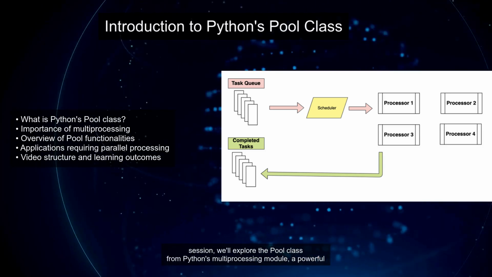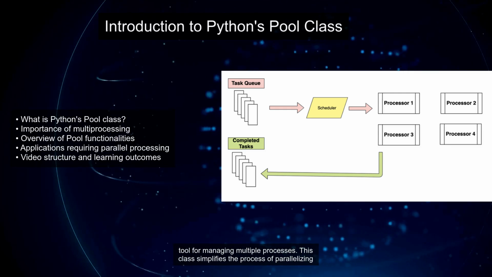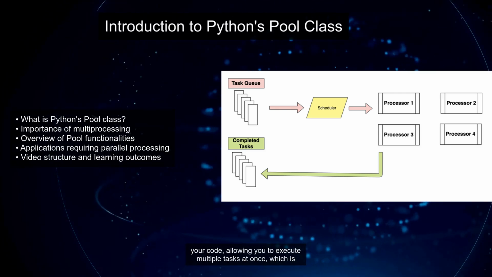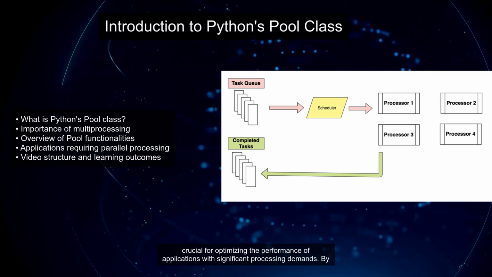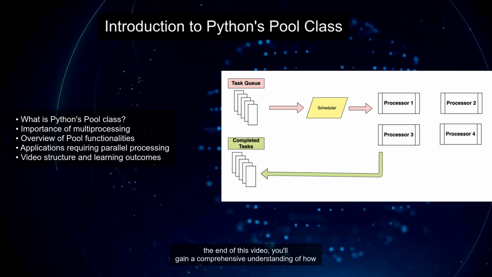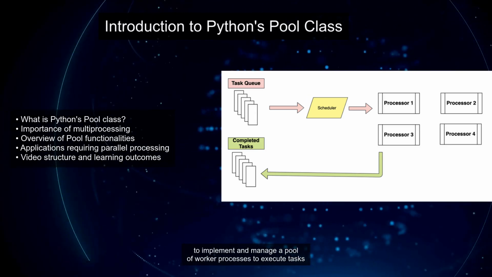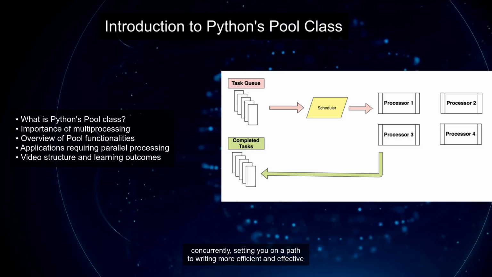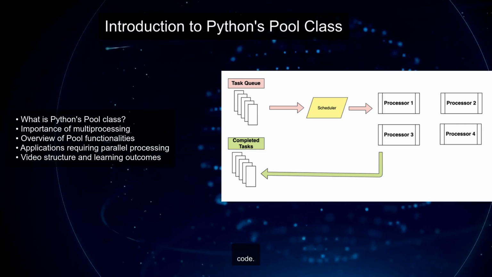In this session, we'll explore the pool class from Python's multiprocessing module, a powerful tool for managing multiple processes. This class simplifies the process of parallelizing your code, allowing you to execute multiple tasks at once, which is crucial for optimizing the performance of applications with significant processing demands. By the end of this video, you'll gain a comprehensive understanding of how to implement and manage a pool of worker processes to execute tasks concurrently, setting you on a path to writing more efficient and effective code.